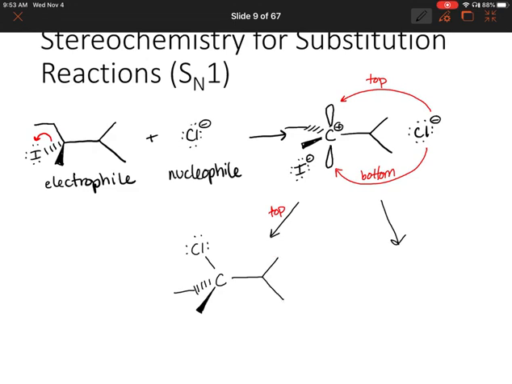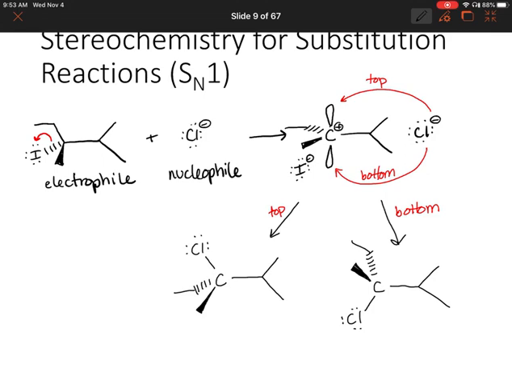Okay, and then what if the chloride ion attacks from the bottom? Now, if chloride comes in from underneath, that's going to push the methyl and ethyl groups up. So the methyl group is still pointing out towards us. The ethyl group is still pointing away from us.